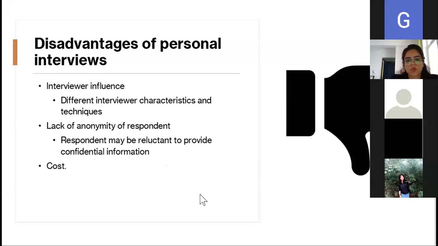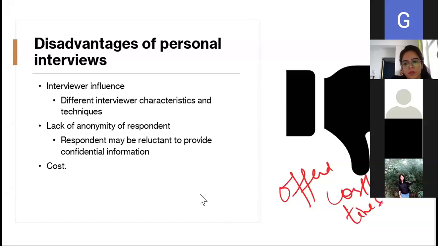What are the disadvantages of personal interviews? Cost. Some questions may or may not offend the respondent. Yes, questions can offend the respondent. If you are asking income as the first question, that's really a big no. The respondent will feel, are you from the income tax department or what? Why are you asking my income? That can offend. Anything else? Lengthy, time taking, costly. Yes, it's costly, and it can be time taking sometimes.